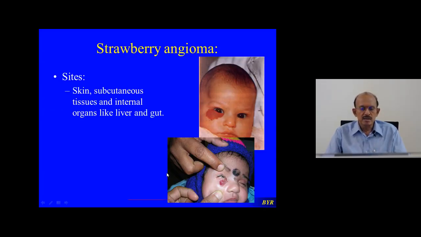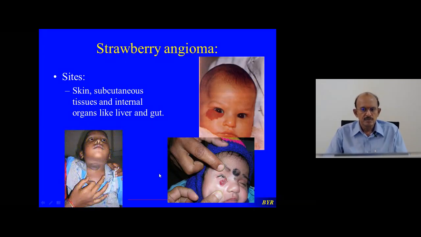Sites of occurrence: skin, subcutaneous tissues, and internal organs like liver and gut. In dark skinned individuals, it appears like a brownish elevated mass, a spongy mass.